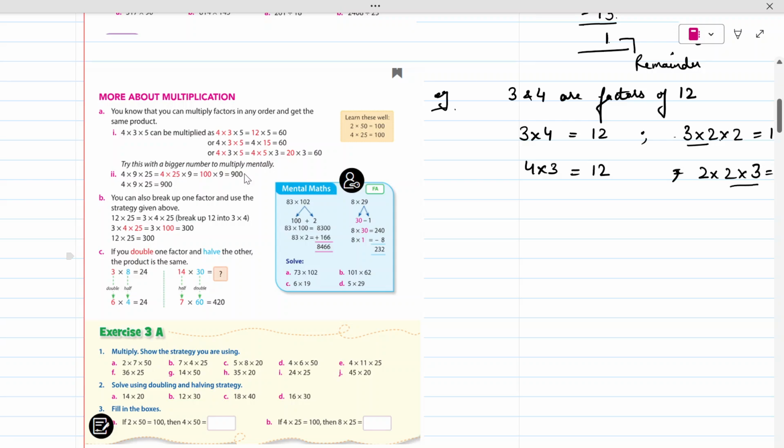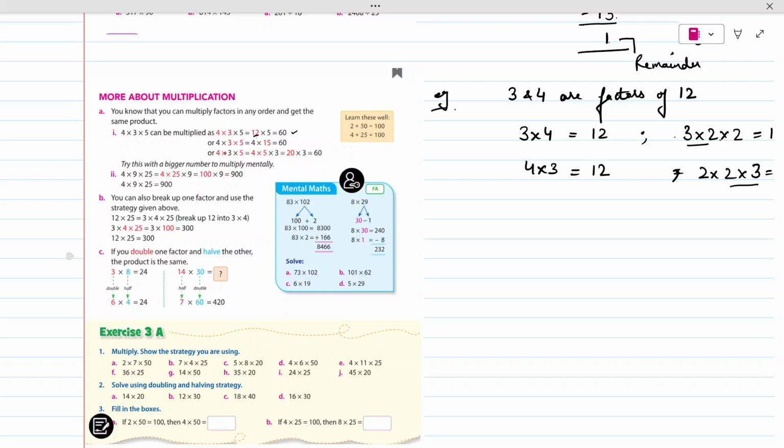And you can also simplify your questions like this. Now, let us go to the first example. 4 multiplied by 3 multiplied by 5 can be multiplied as 4 into 3 into 5. That is, they have done 4 into 3 together and made it 12 first. See here, 4 into 3 is in red, so they are multiplying this together and making it 12. So here we have 12 into 5, which will give us 60.